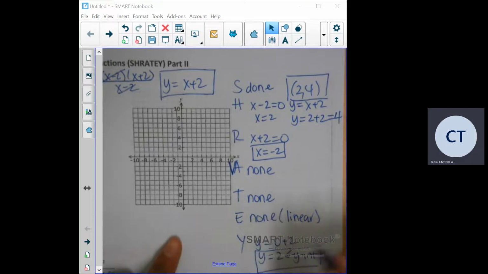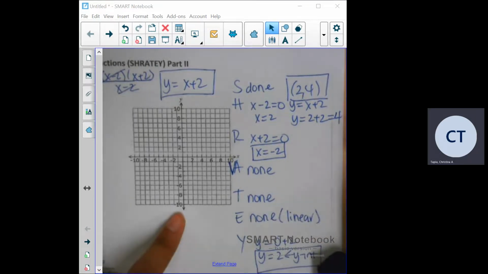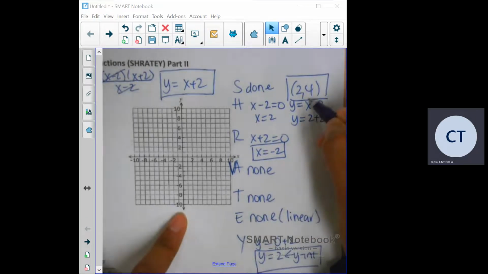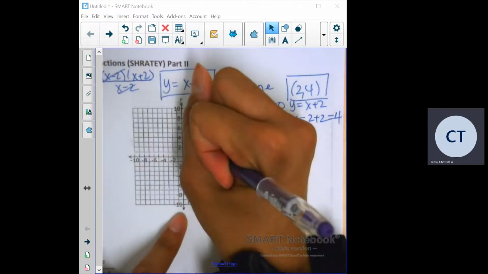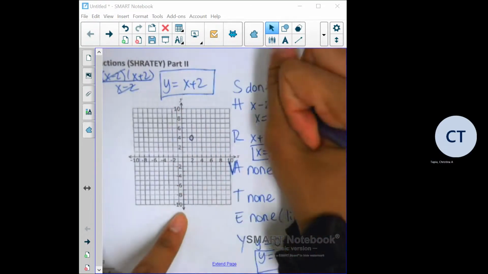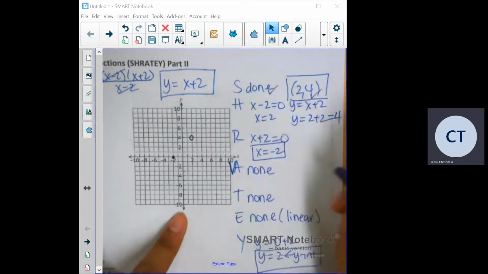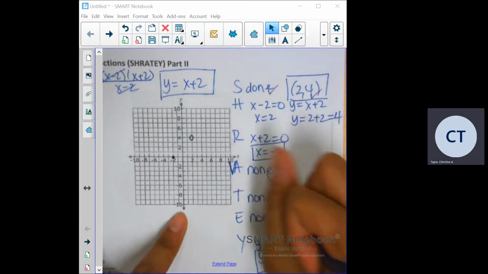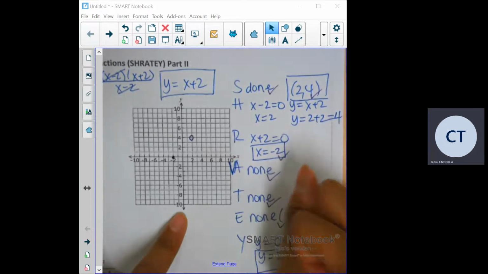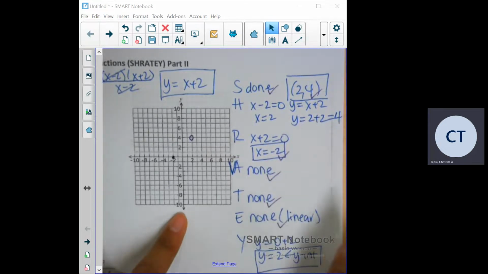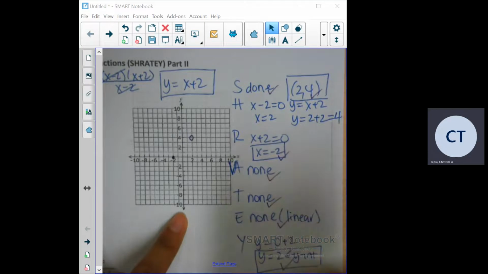All right, so in purple, I'm going to graph the items that I have. I have a hole at 2, 4, so let me plot that point first. I have an x-intercept at -2. There's no vertical asymptote, no tangent, no end behavior that I need to pay attention to, and I have a y-intercept at 2.